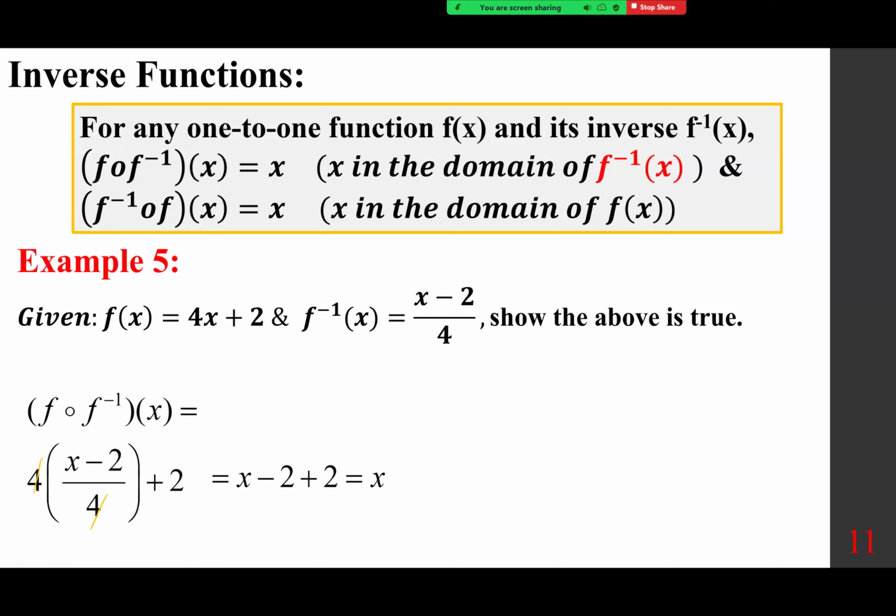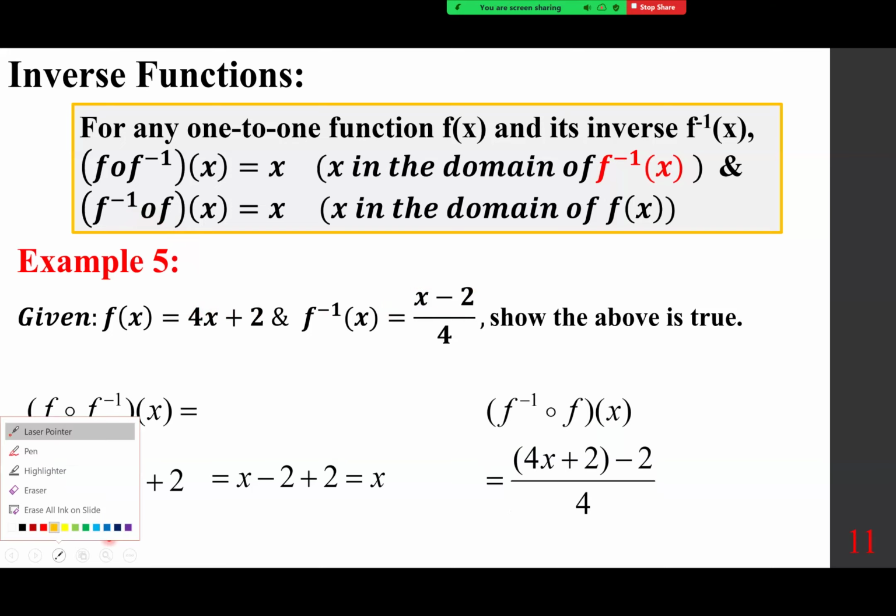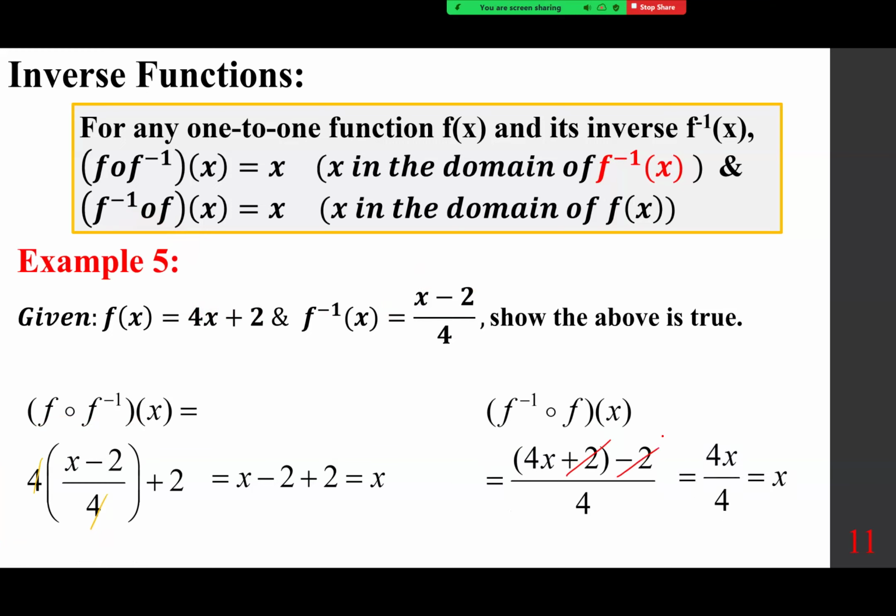Let's look at f inverse of f. So that means into this, replace the x with 4x plus 2. And obviously, positive 2 and negative 2 cancel each other. 4x over 4 equals x. So we proved this one and this one.